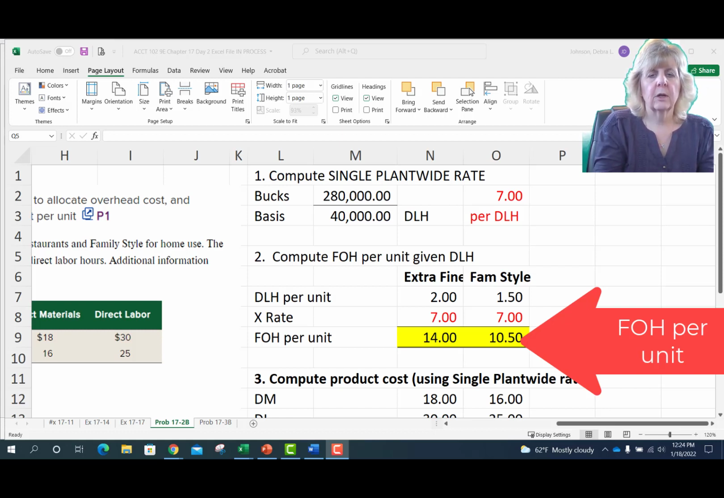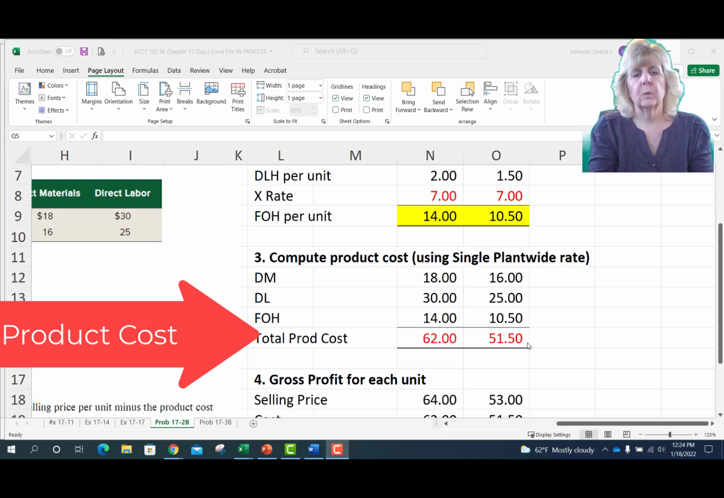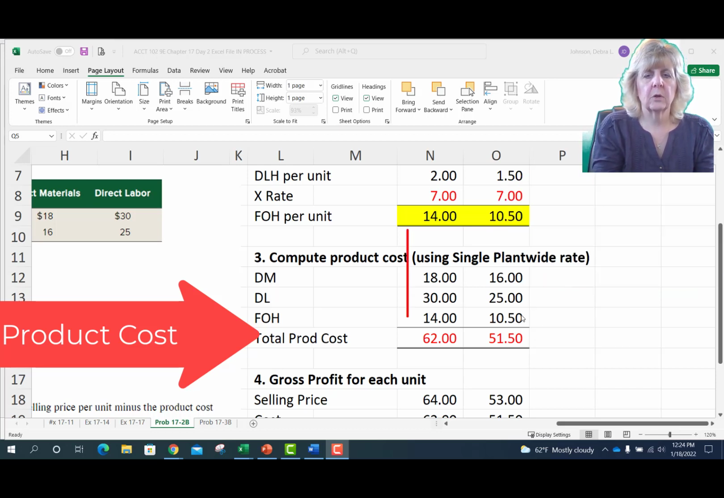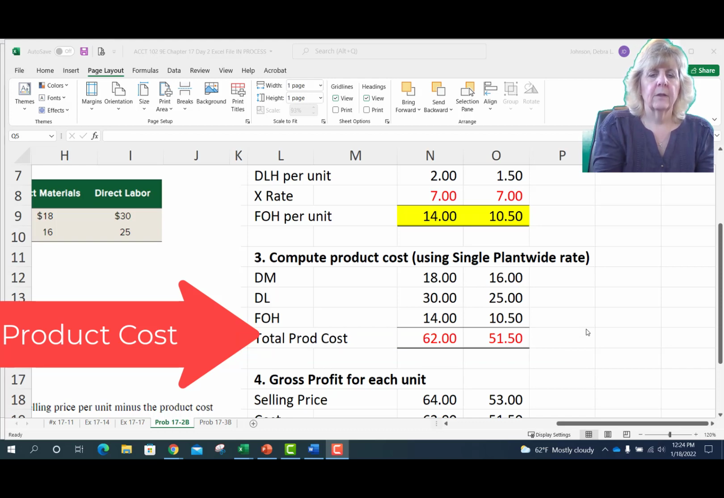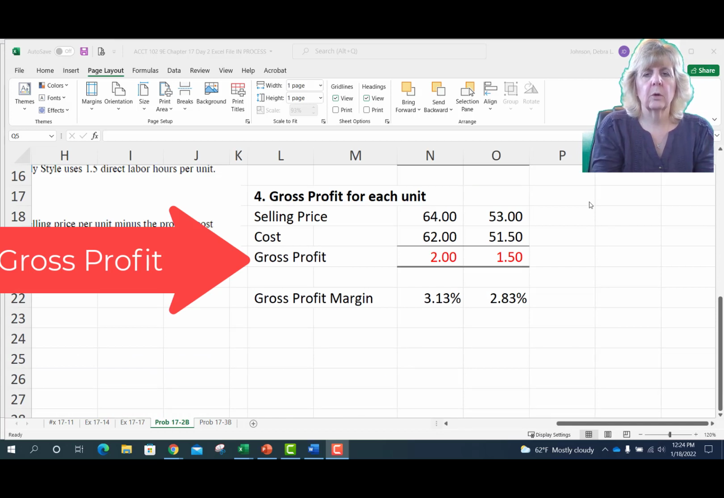Once we had the factory overhead per unit computed, the author asked us to compute the product cost. As we know, the product cost is the combination of materials, labor, and overhead, and the overhead was carried down from step 2. That led us to a total product cost of $62 for the first type of salsa and $51.50 for the second type of salsa. The last thing the author asked us for was the gross profit per unit.